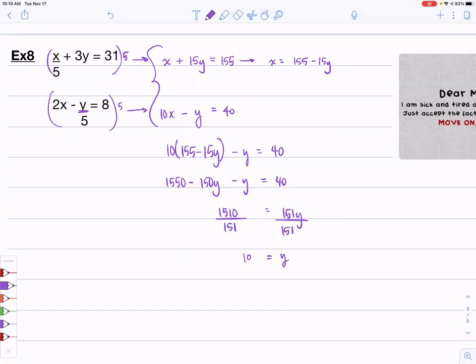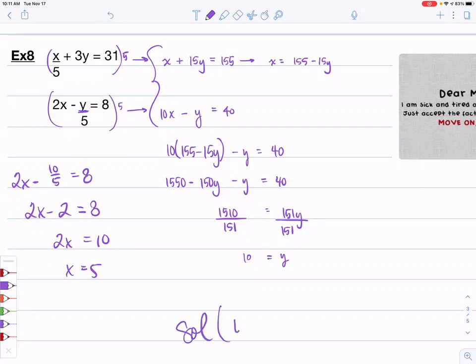Let's see, if we have 2x minus 10 over 5 equals 8, that'll be 2x minus 2 equals 8. 2x equals 10, so x is 5. And hopefully you already kind of did that mental math over here. 155 minus 150 is also 5. So what's my solution then? 5, 10.